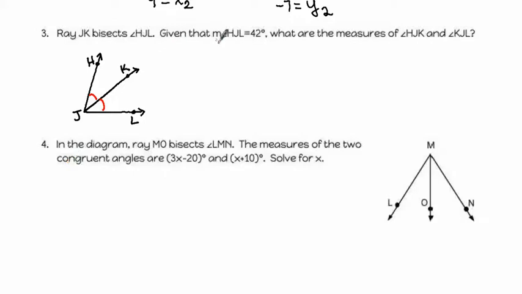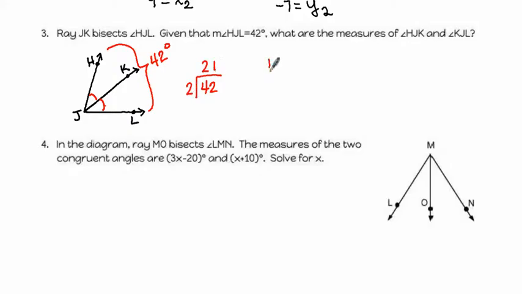Go to the next sentence. Given that the measure of angle HJL, that's this big angle here. Given that the measure of angle HJL equals 42 degrees. So we'll label that on our diagram. What are the measures of angles HJK and KJL? Now you have to kind of keep in mind, you know that these two parts are congruent, and we know they have to total 42. So I'm going to take 42 and divide it by 2 to get 21.